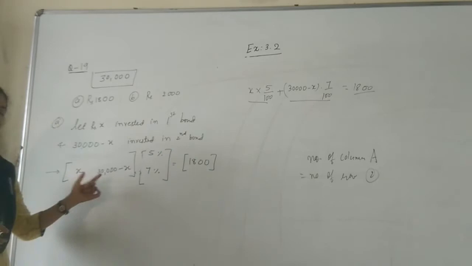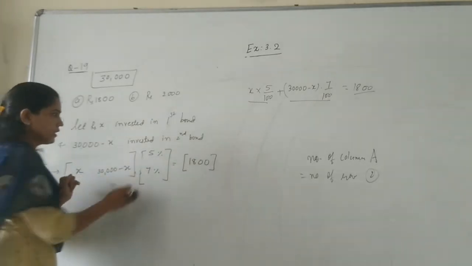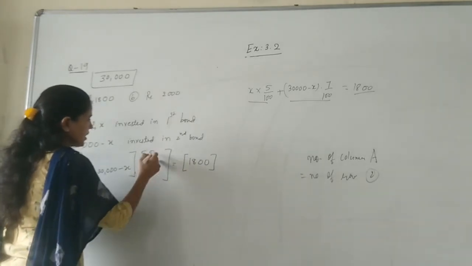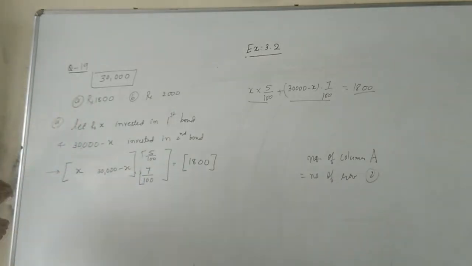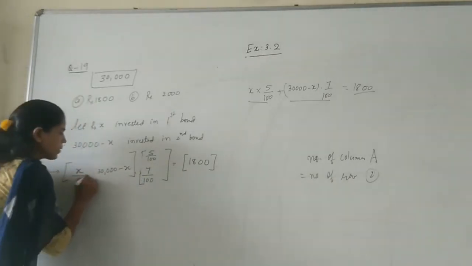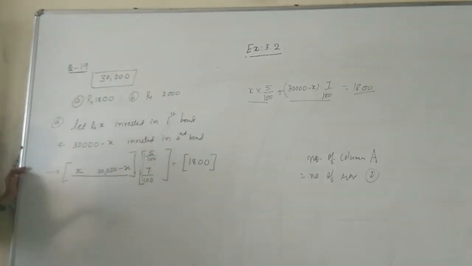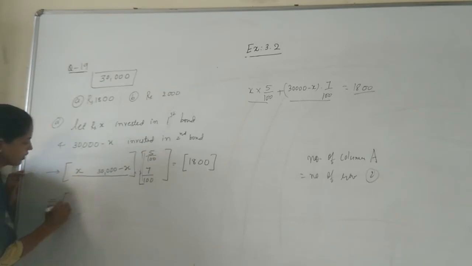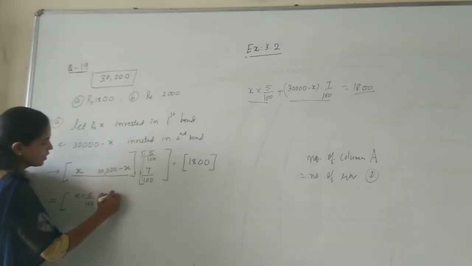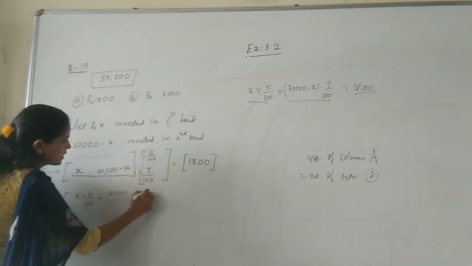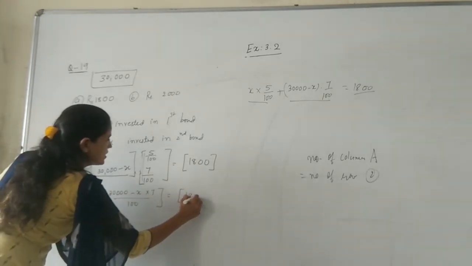So here x, 30,000 minus x, and 5% and 7%. Now I am writing in the place of percentage 5 by 100, 7 by 100. Now apply the matrix multiplication, students. How to apply? Yes, first row and the first column, and here nothing else is there. So you will get x into 5 by 100 plus 30,000 minus x into 7 by 100 is equals to 1800.